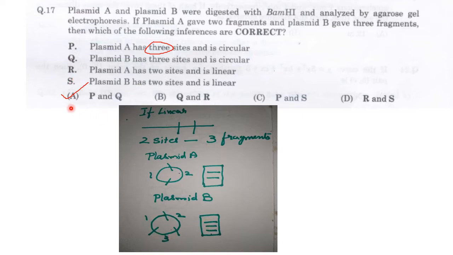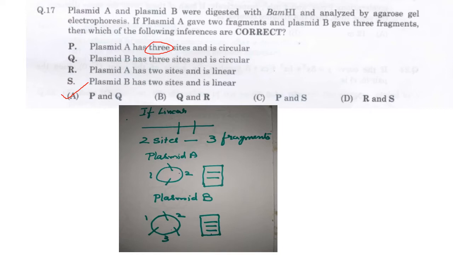So the answer is plasmid A has 2 sites and is circular. Plasmid B has 3 sites and is circular. Answer is option A, P and Q. And this is not 3, it is 2.